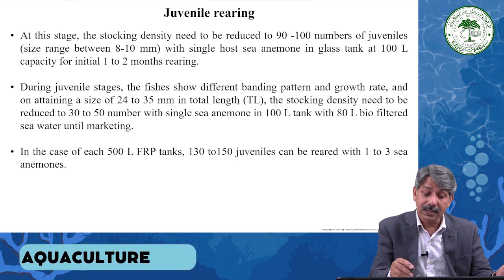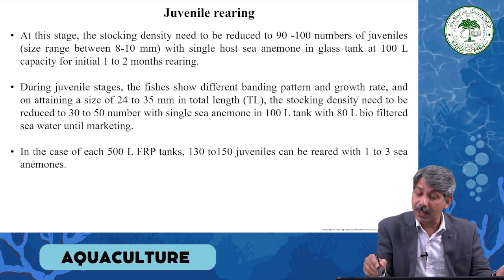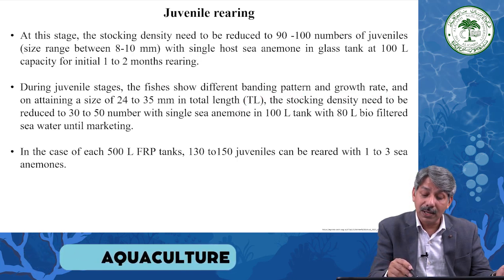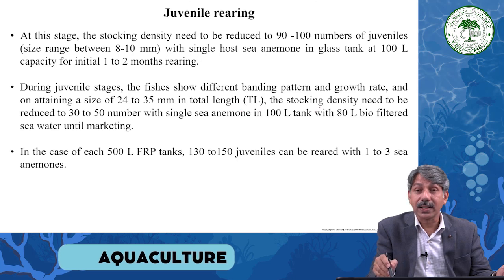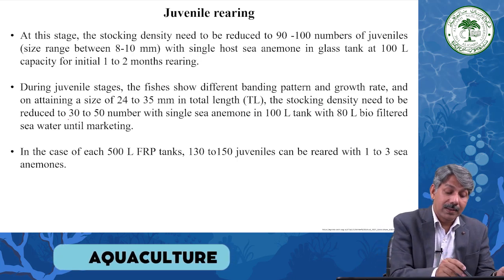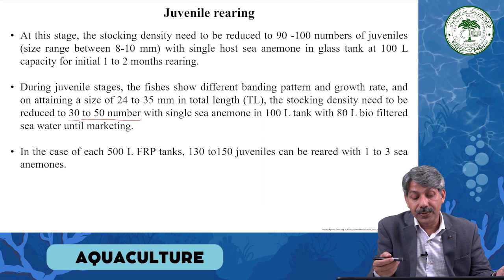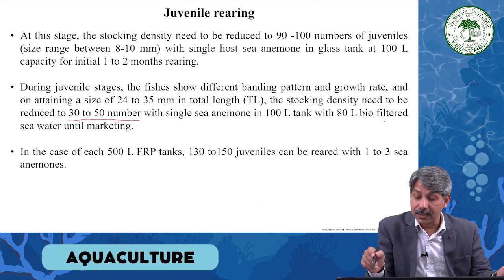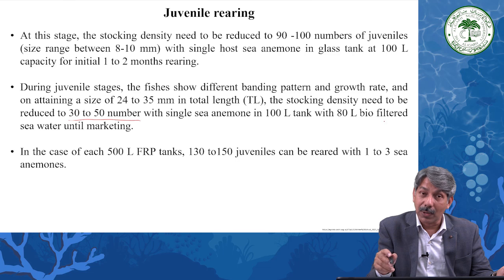During juvenile stages, the fishes show different banding pattern and growth rate, and on attaining size of 24 to 35 millimeter in total length, the stocking density need to be reduced to 30 to 35 number with single anemone in 100-liter tank with 80 liter of biofiltered seawater until marketing.